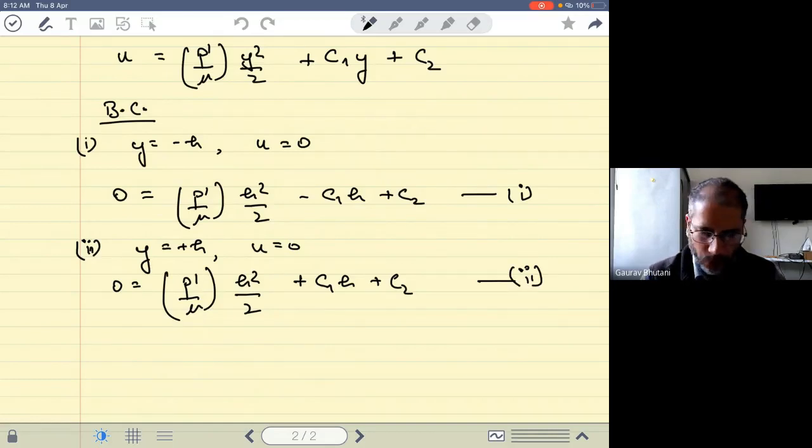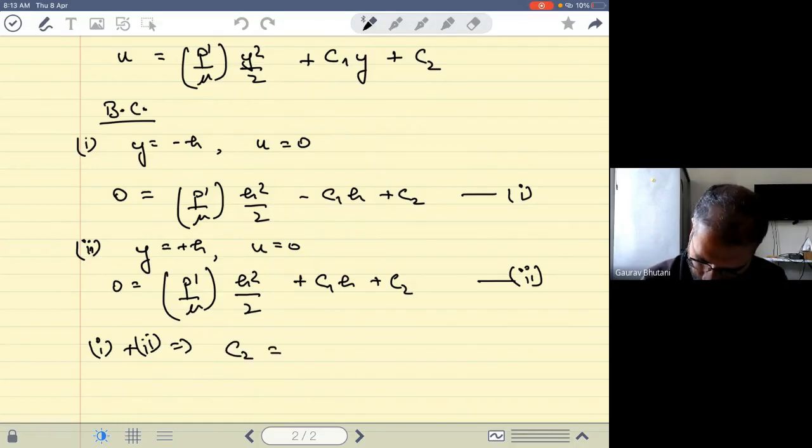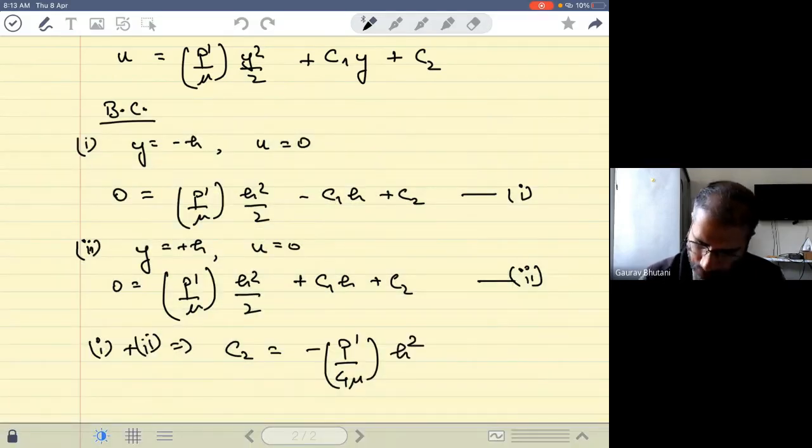Okay, so from 1 and 2, now we can solve for c1 and c2. So I can add 1 and 2. That will get rid of c1. So that gives me twice c2 is minus p prime upon 4 mu times h square. So simply I've added 1 and 2.